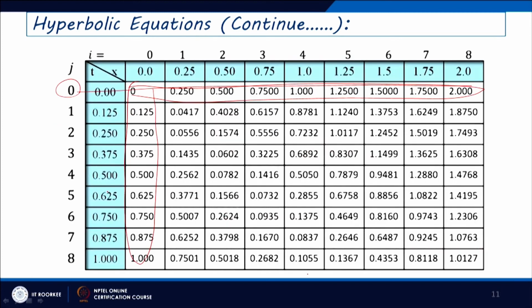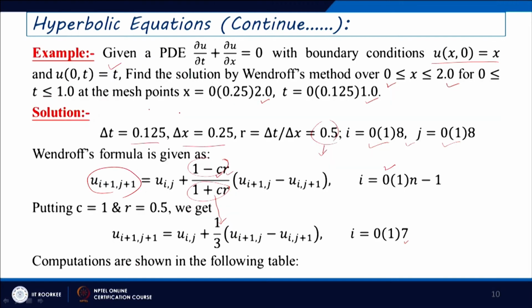So, if you just see here, the u 1 1 value is computed as 0.0417. All the computed values you can see here. C can be prescribed, and R is given as del t by del x, that is 0.5 here. And u 0 0, that is at i equals 0 and j equals 0.